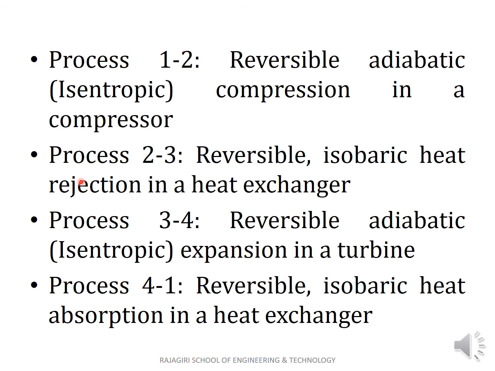Then from state 3, the air expands through the turbine, which is the reversible adiabatic or isentropic expansion process. So the air gets cooled, its temperature and pressure decrease. That low temperature, low pressure air is then passed through another heat exchanger. That process is a reversible isobaric heat absorption process. Through that heat exchanger, the air absorbs heat from the space where we need to maintain a cool atmosphere.